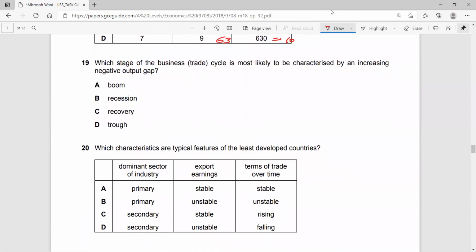Which stage of the business cycle is most likely to be characterized by an increasing negative output gap? So it has to be a negative output gap. And I think the fact that it's a negative output gap excludes recovery, because recovery says you're going from a recession or a trough or a slump to a positive aspect. A boom also indicates a high positive output gap. You're producing a lot, things are going well. So this is also not a negative output gap. Just to give you an idea, something like this, maybe more of a positive trend.